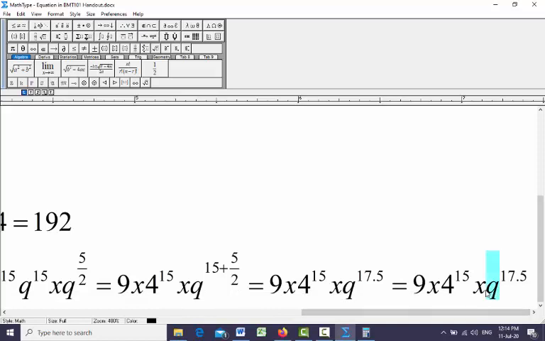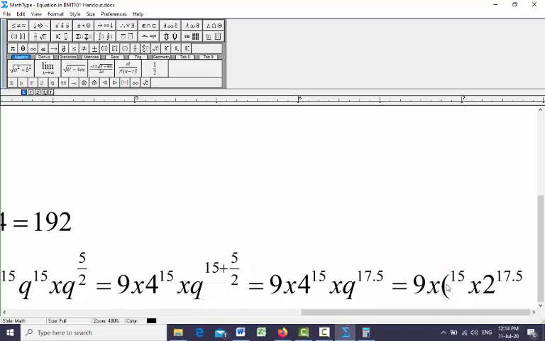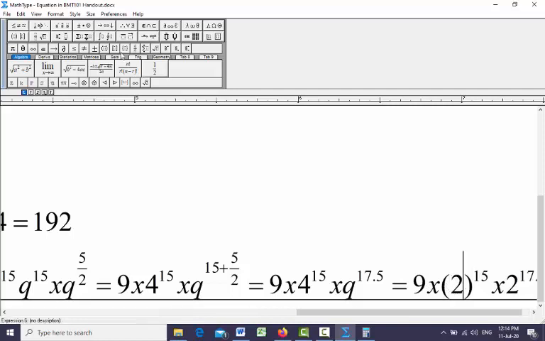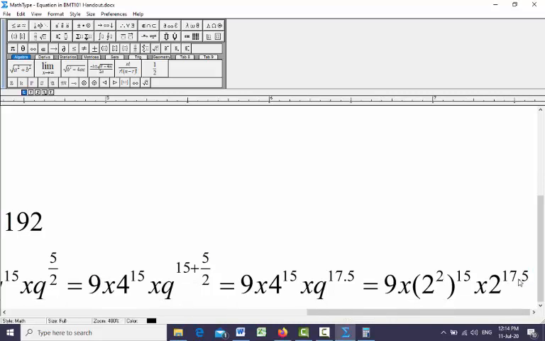So now we can write 2 here, and here instead of 4 we can write 2 square. I'm repeating again: instead of 4, we can write 2 square there. Why? So that we can match it with this base 2. To match it with this base 2, we convert this 4 to 2 square, right?